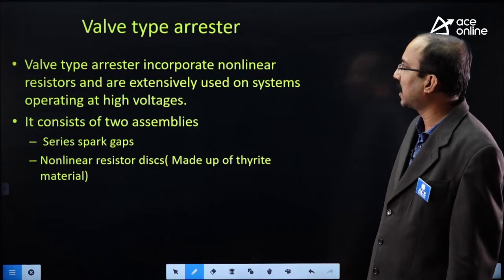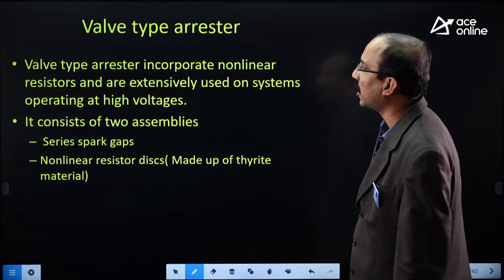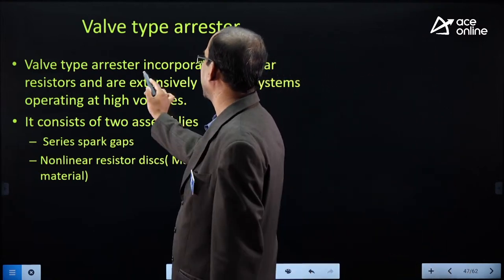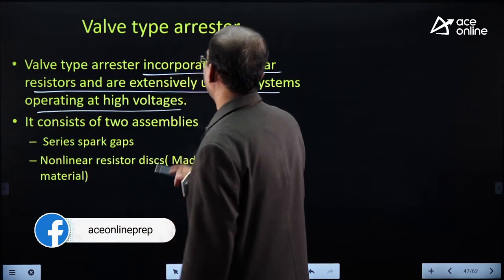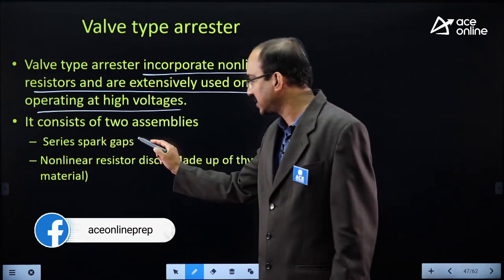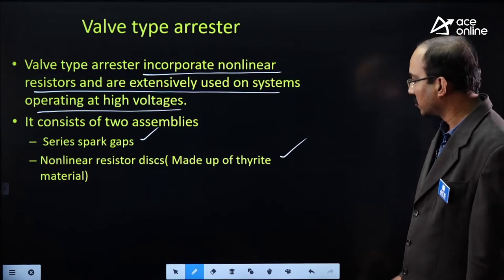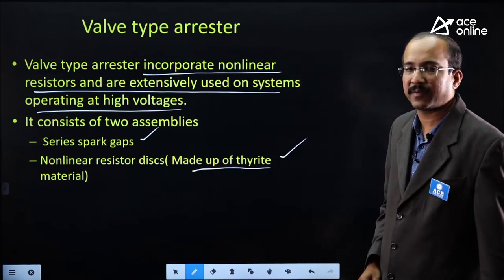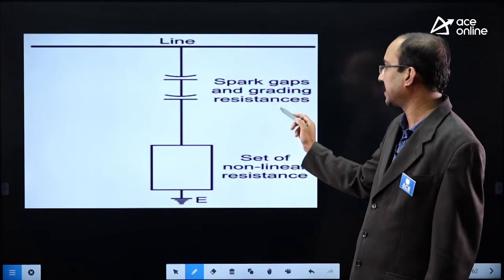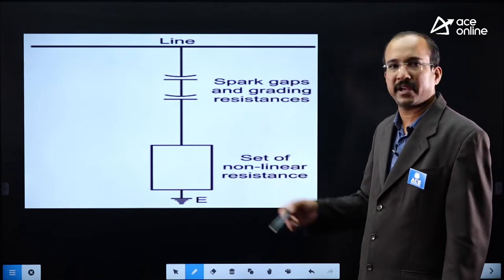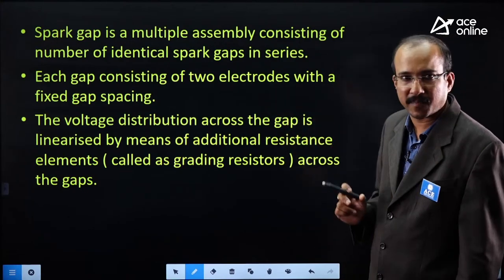Okay. Now, coming to the last one, that is the valve type arrestor. If you observe the valve type arrestor, it consists of what? Non-linear resistors and spark gaps. Mainly a series of spark gaps will be there, and the other one is non-linear resistor discs. These non-linear resistor discs are made up of thyrite material. In the valve type arrestor, spark gaps and grading resistance will be there, and a set of non-linear resistors will be there. This spark gap consists of multiple assemblies of spark gaps.